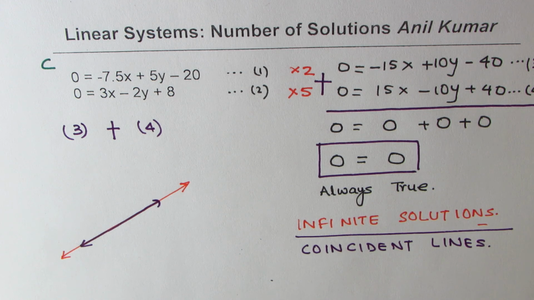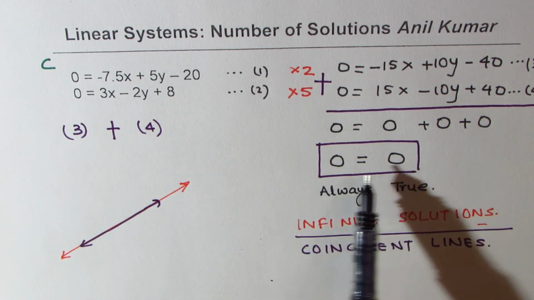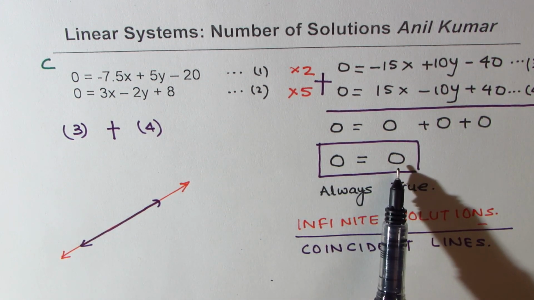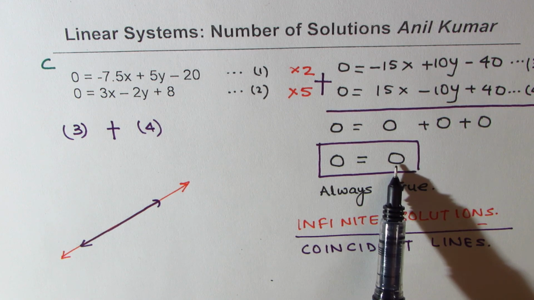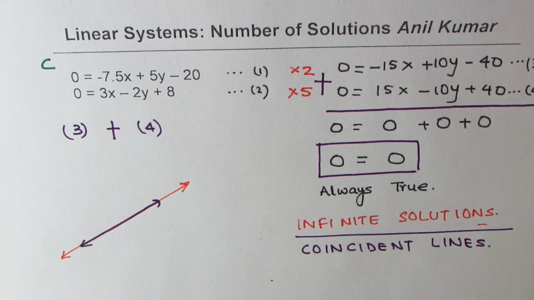But if the lines are parallel, then they have no solution. And in case of parallel, you don't get 0 equals 0. You get 0 equals some other number, which cannot be 0, so that is never true. And if the lines are not parallel, in that case they intersect at one point, as we had in the very first example. I hope that makes sense.